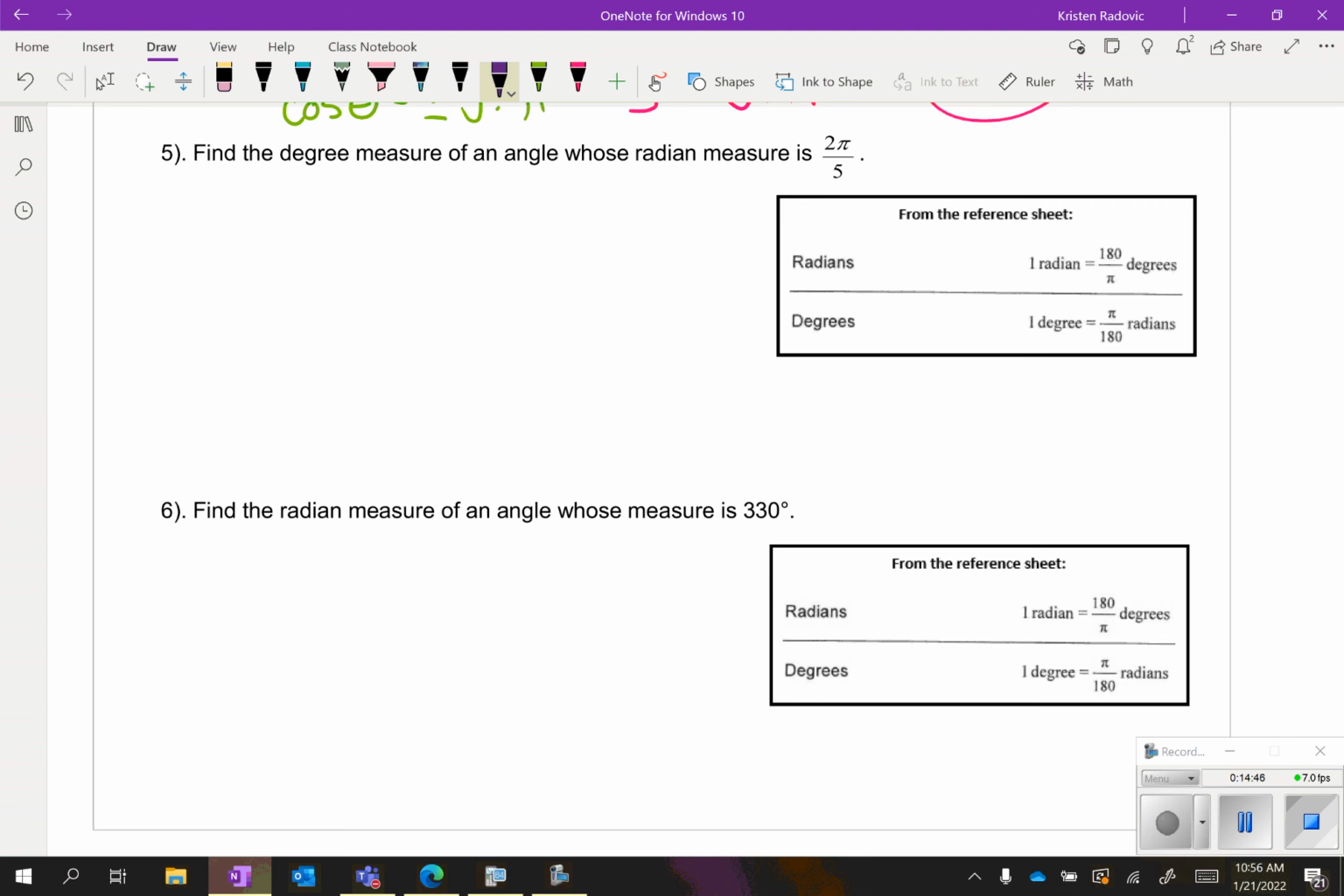So you're going to read the question. You're going to circle the value they're giving you. This value that they are giving you is radians. So because the unit of the thing they are giving you is radians, you are going to use the radian formula. 1 radian equals 180 over pi degrees. But the thing is, we don't have 1 radian, we have 2 pi over 5 radians. So I'm going to multiply both sides.